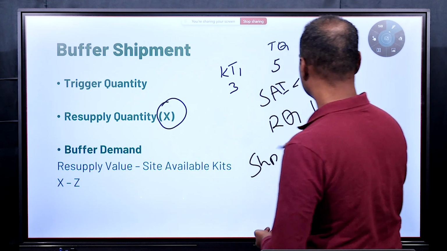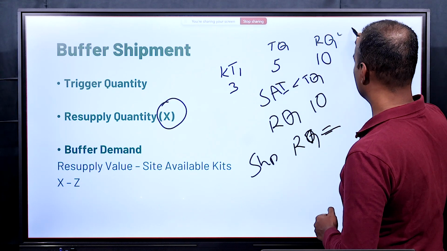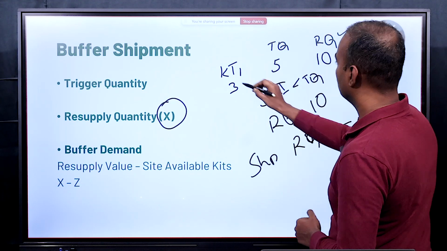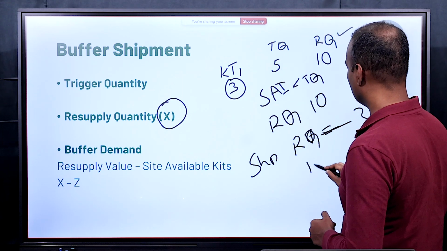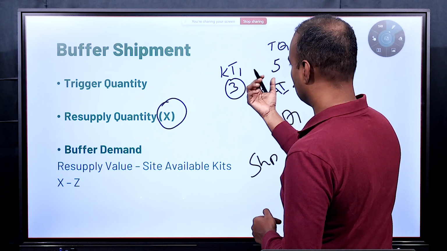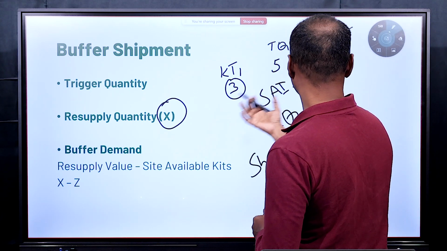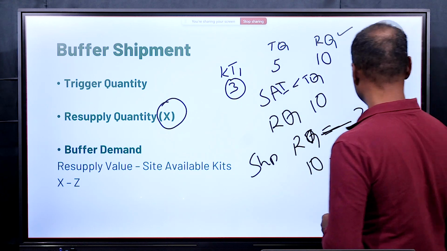What does it contain? It contains resupply quantity. This is resupply quantity minus whatever is at site 3. So what is resupply quantity? Resupply quantity is 10, and what is the site available inventory? Site available inventory is 3. 10 minus 3, that is 7.